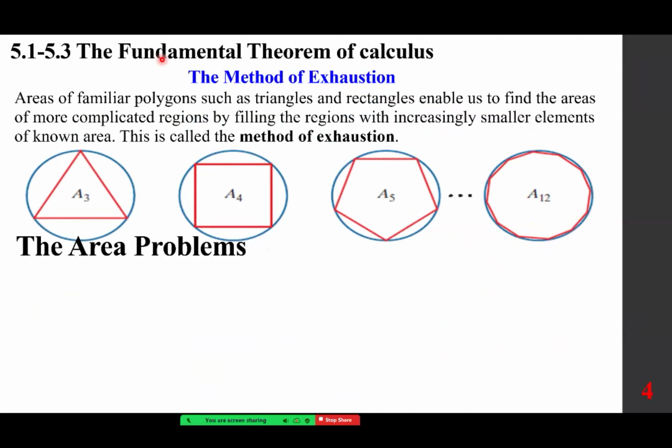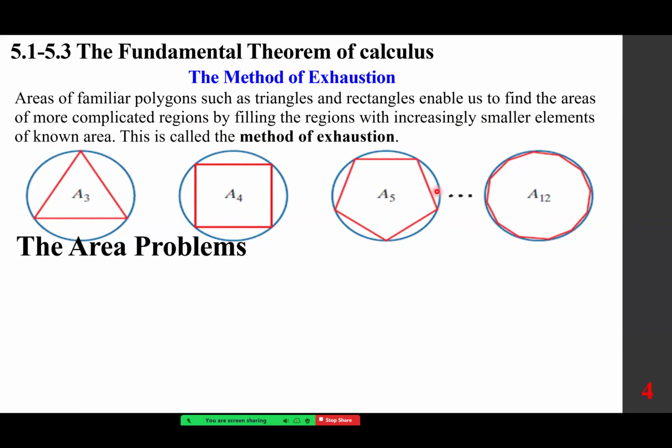Now, the fundamental theorem of calculus, the method of exhaustion. Areas of familiar polygons such as triangles and rectangles enable us to find the area of more complicated regions by filling the region with increasingly smaller elements of known area. This is called the method of exhaustion. For example, here we use a three-sided figure, meaning a triangle, make it four-sided, five-sided, and as you add to the number of sides, and by the way, you can calculate the area of all of those polygons by cutting them into different triangles or rectangles.